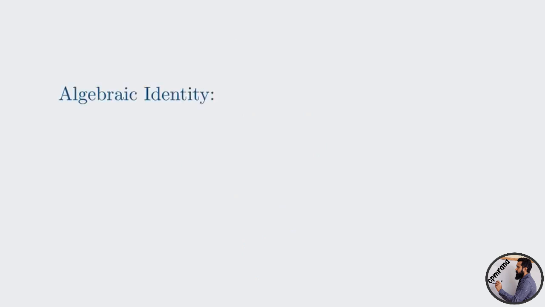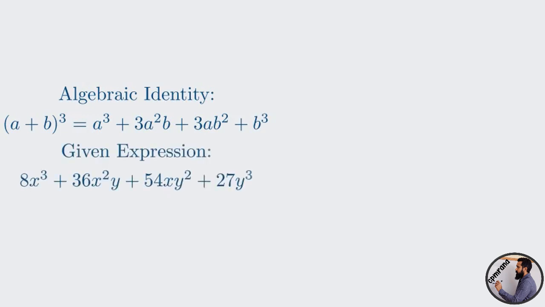To make this easier, let's recall a very important algebraic identity. The cube of a binomial, a plus b, expands into this specific four-term pattern: a cubed plus 3a squared b plus 3ab squared plus b cubed. Now, let's look at our given expression and see if we can rewrite it to match that pattern.